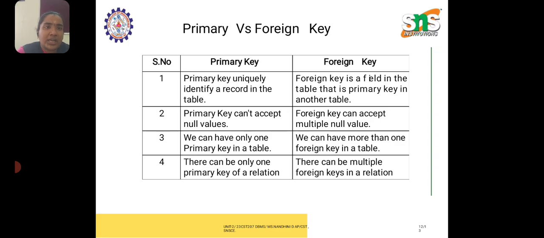A primary key cannot accept null values, but a foreign key can accept null values. We can have only one primary key in a table. We can have more than one foreign key.